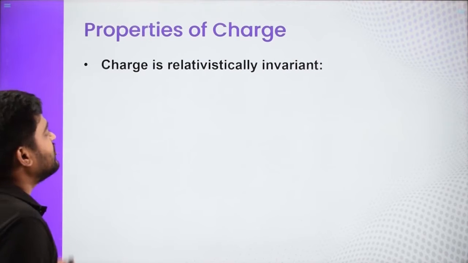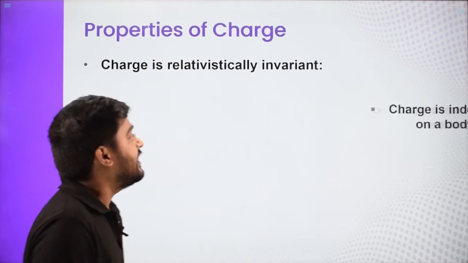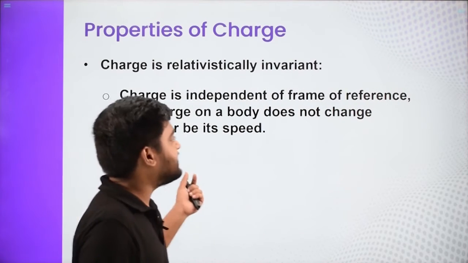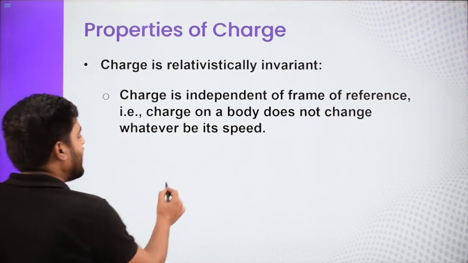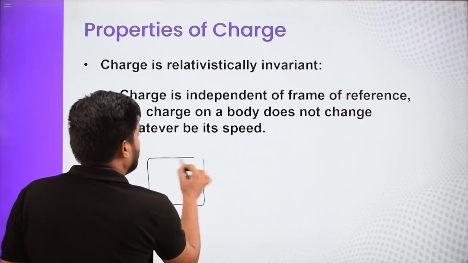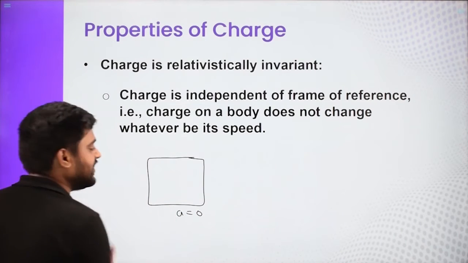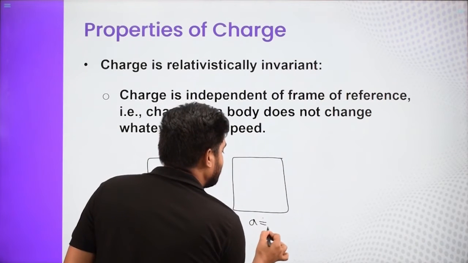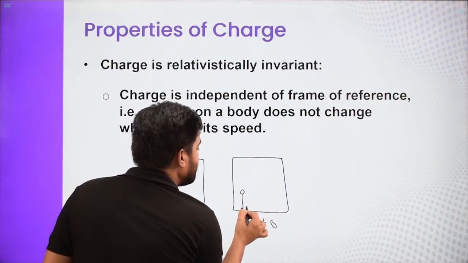Next property is charge is relativistically invariant. What does that mean? Relativistically invariant implies that the charge is independent from the frame of reference. Basically, whether you observe from an inertial frame, that is acceleration is equal to 0, or whether you observe from a non-inertial frame, that is the frame is moving with some acceleration.